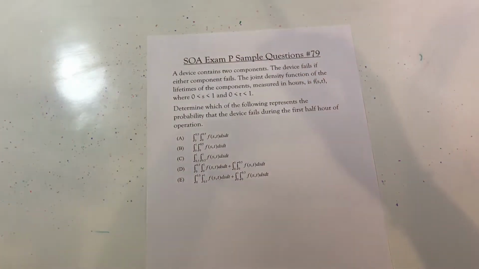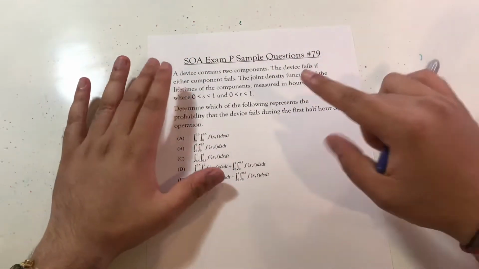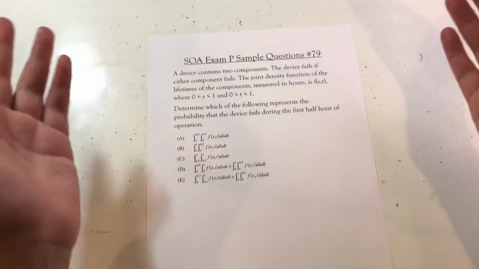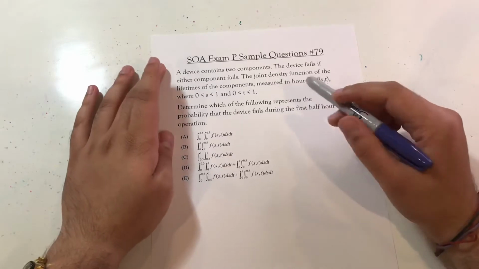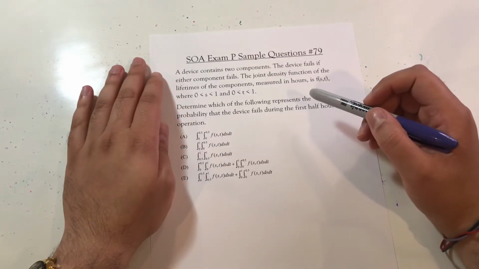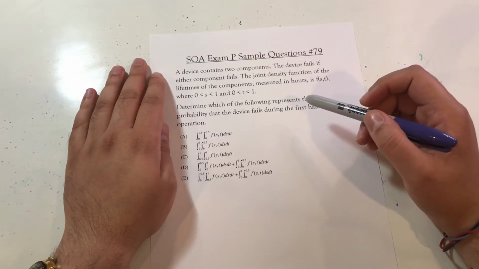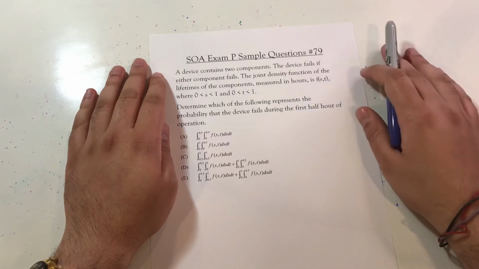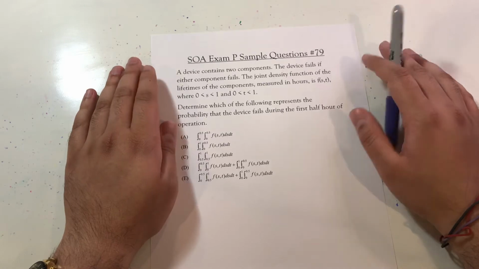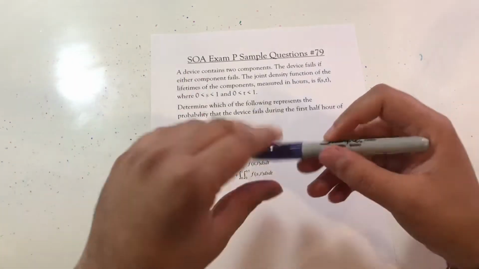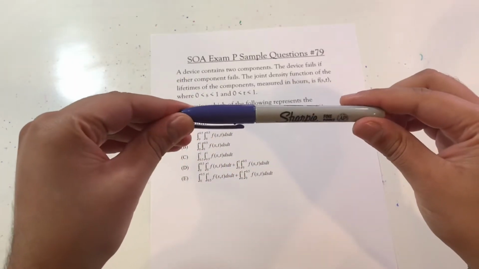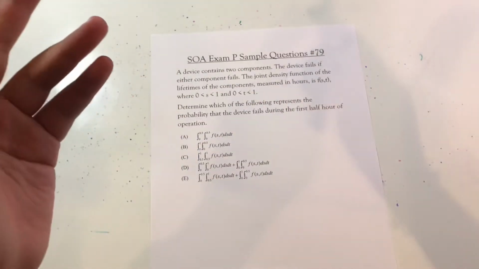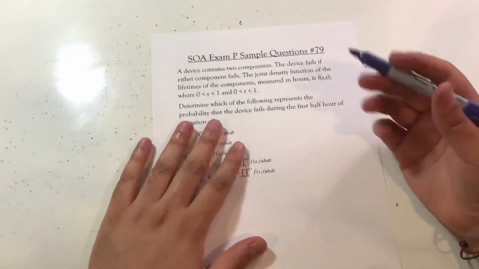So it tells us, okay, joint density function, and the components will fail between 0 and 1 hours, it seems. We need to determine which of the following represents the probability that the device fails during the first half hour of operation. Neat. So this is actually a good problem to talk about why drawing pictures is super helpful. This is more of a conceptual question.